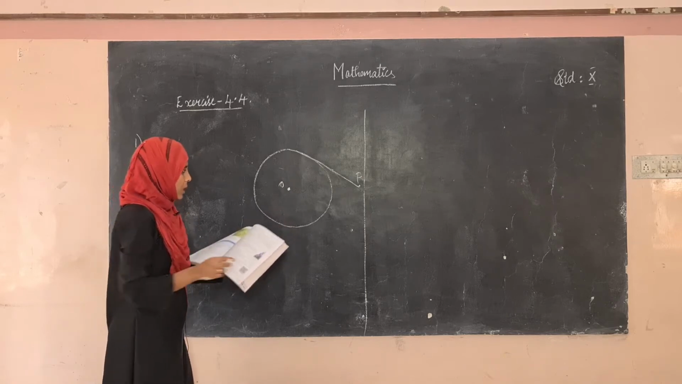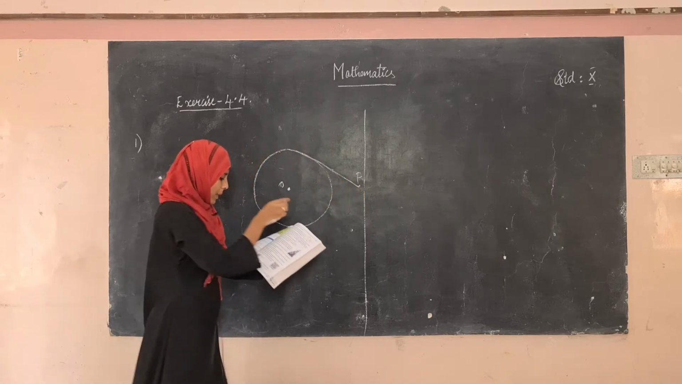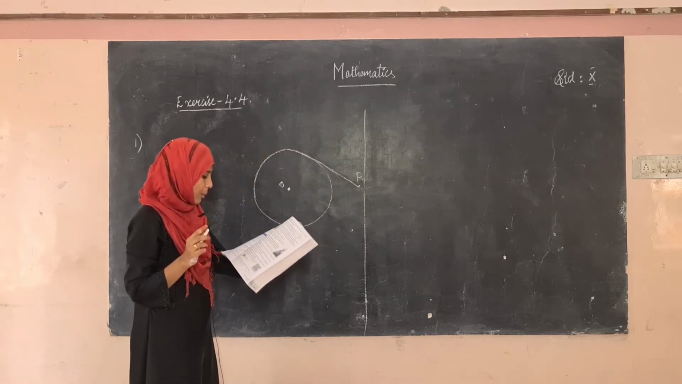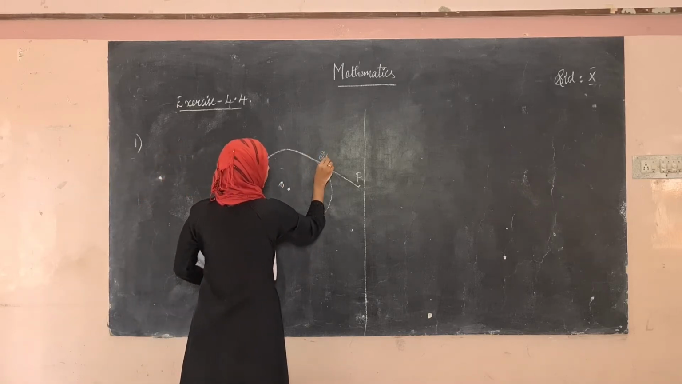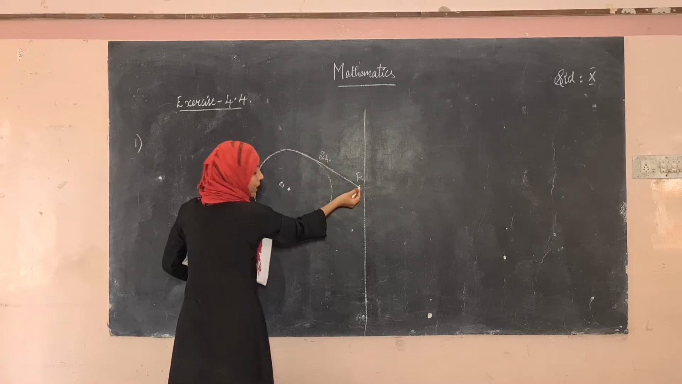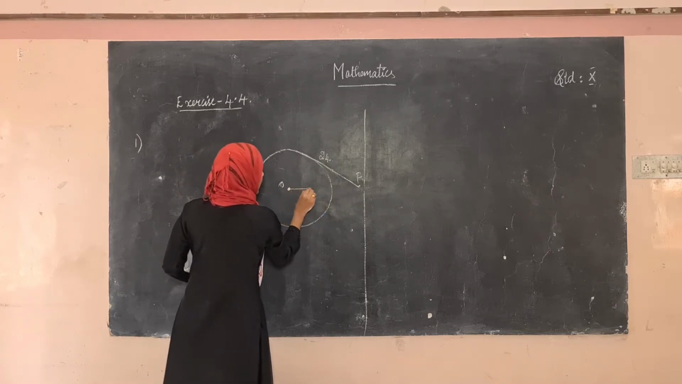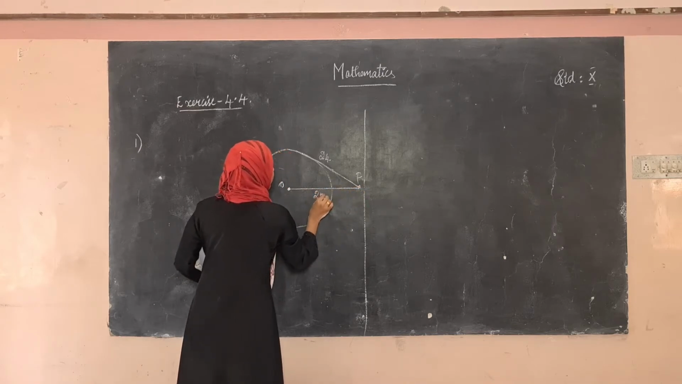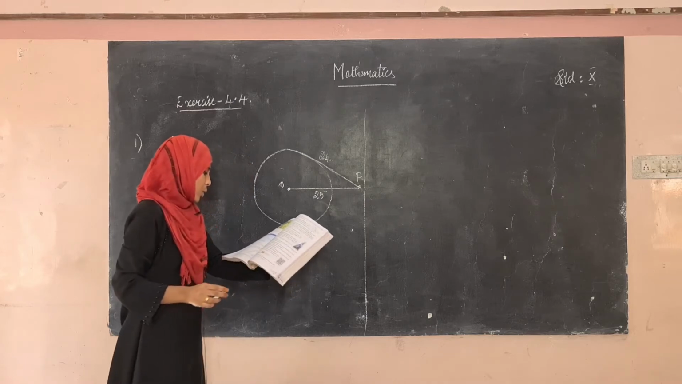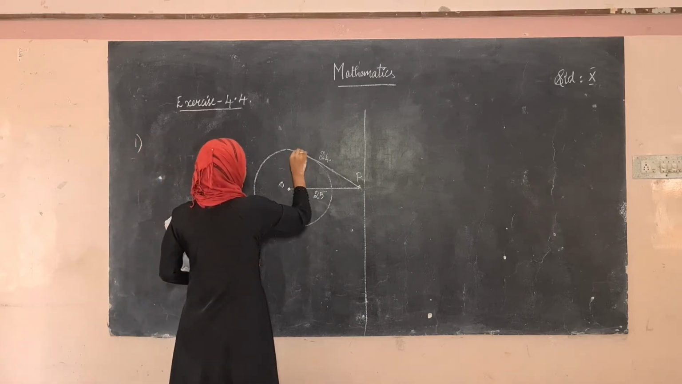What they are given is the length of the tangent to the circle from a point P, which is 25 centimeters away from the center, is 24. So the tangent's length is 24 and the point P is 25 centimeters away from the center. That is, from the center to the point P the distance is 25 centimeters. Find the radius of the circle. We have to find the radius of the circle.